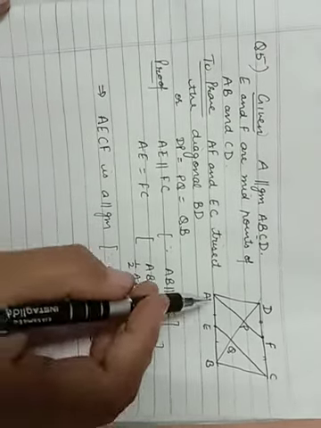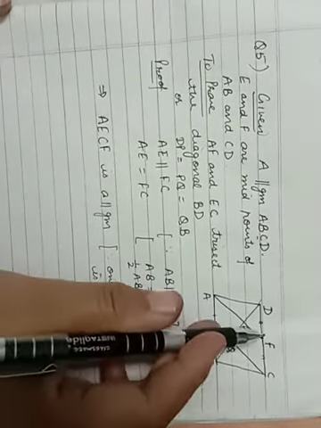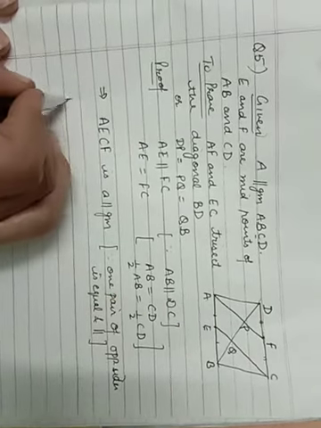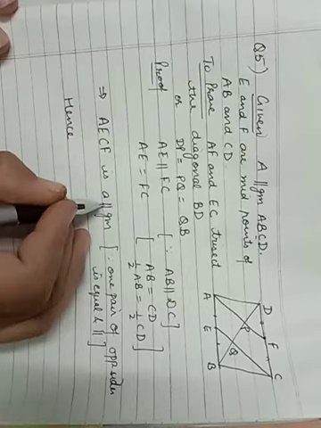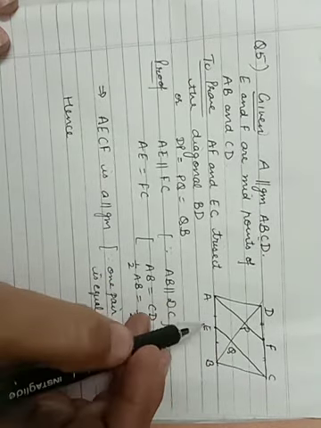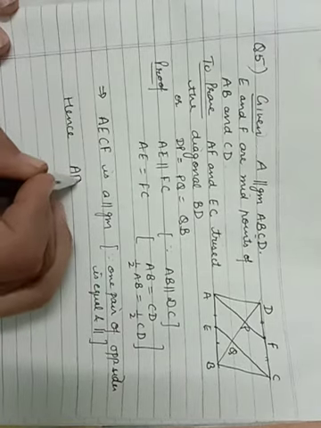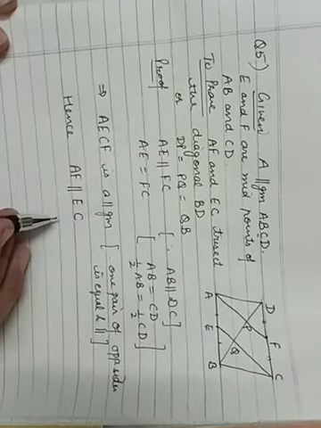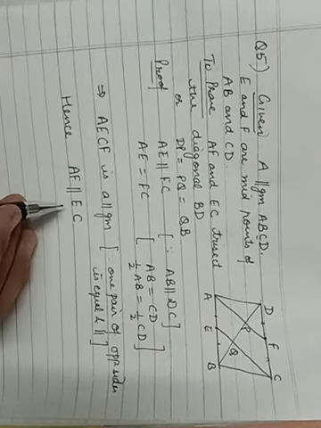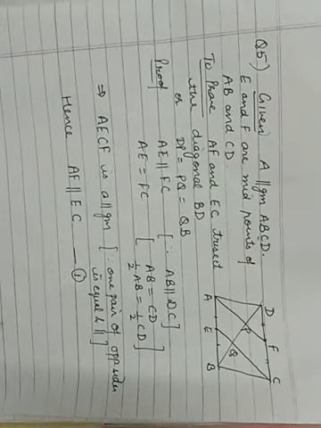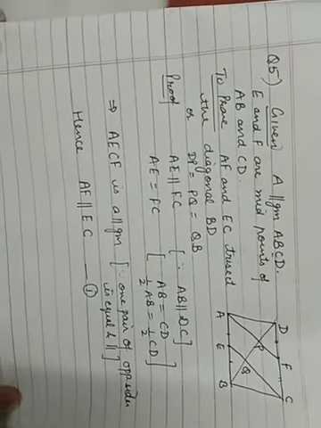Now if AECF is a parallelogram, then its second pair of sides is also parallel. Its second pair of lines is AF and EC. Hence AF will also be parallel to EC as it is a parallelogram. Call this equation number 1, because it is very important and we have to use it.